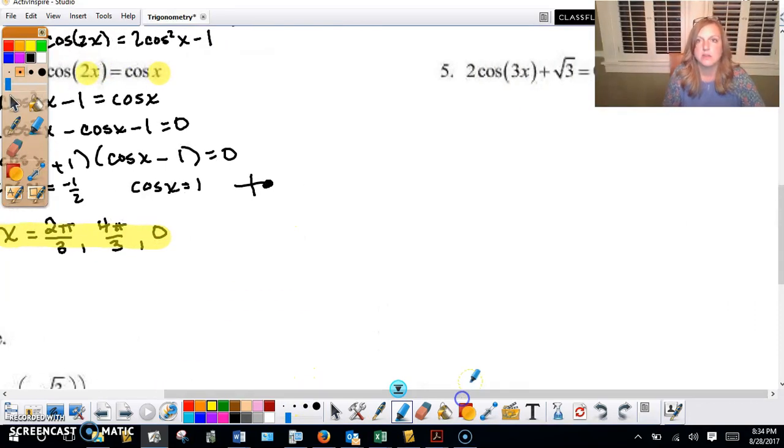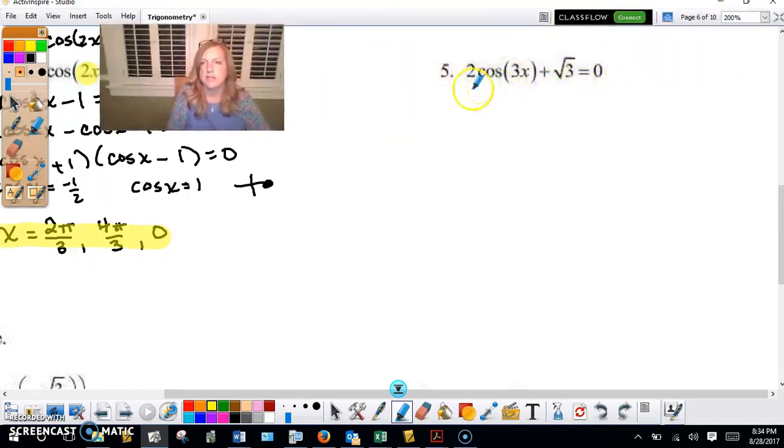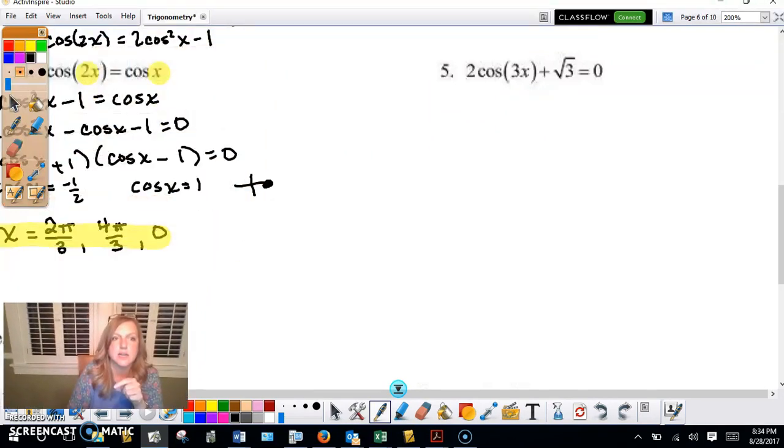All right, let's take a look over here at the next one. Now this one, you're like, hey, I don't have a triple angle for cosine. But notice on this one, I do not need an identity. It's not a cosine 2x, cosine x. I don't have two cosine functions with different angles. I only have one. So when you have just one trig function, what you need to do is just isolate that trig function.